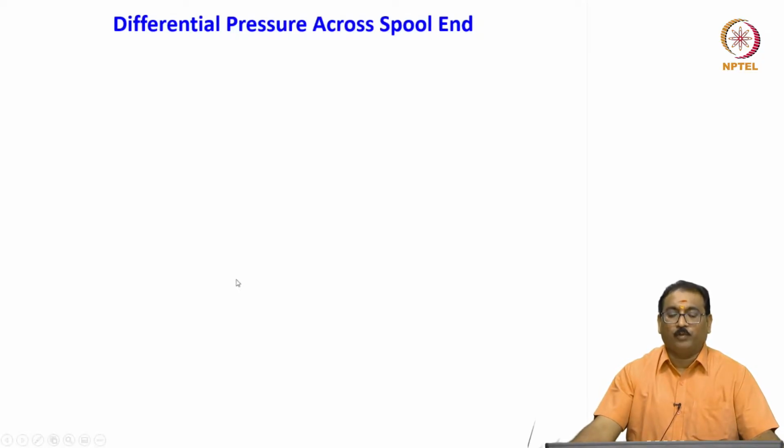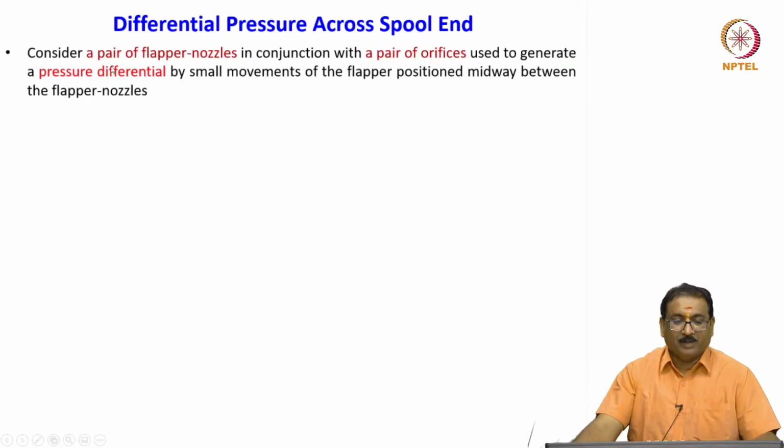Then quickly I will show you. After knowing the torque motor, we will see the differential pressure across the spool end. Consider a pair of flapper nozzles in conjunction with the pair of orifices used to generate a pressure differential by small movement of the flapper positioned midway between the flapper nozzles.